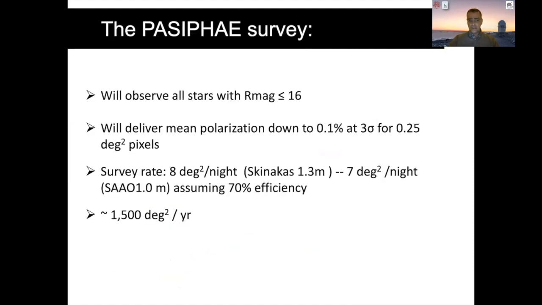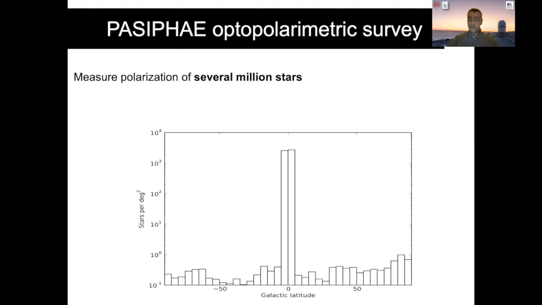These are the vitals of the survey. We'll observe all stars brighter than 16th magnitude in the R band, and we hope to cover 1,500 square degrees per year. PASIPHAE will measure the polarization of several million stars in a part of the sky that is essentially unexplored in optical polarization. I'm showing here the number of stars per square degree with currently measured polarization properties as a function of galactic latitude. The high galactic latitudes of interest have been neglected, and the current state of the art is disheartening at less than 1 star per 3 square degrees.